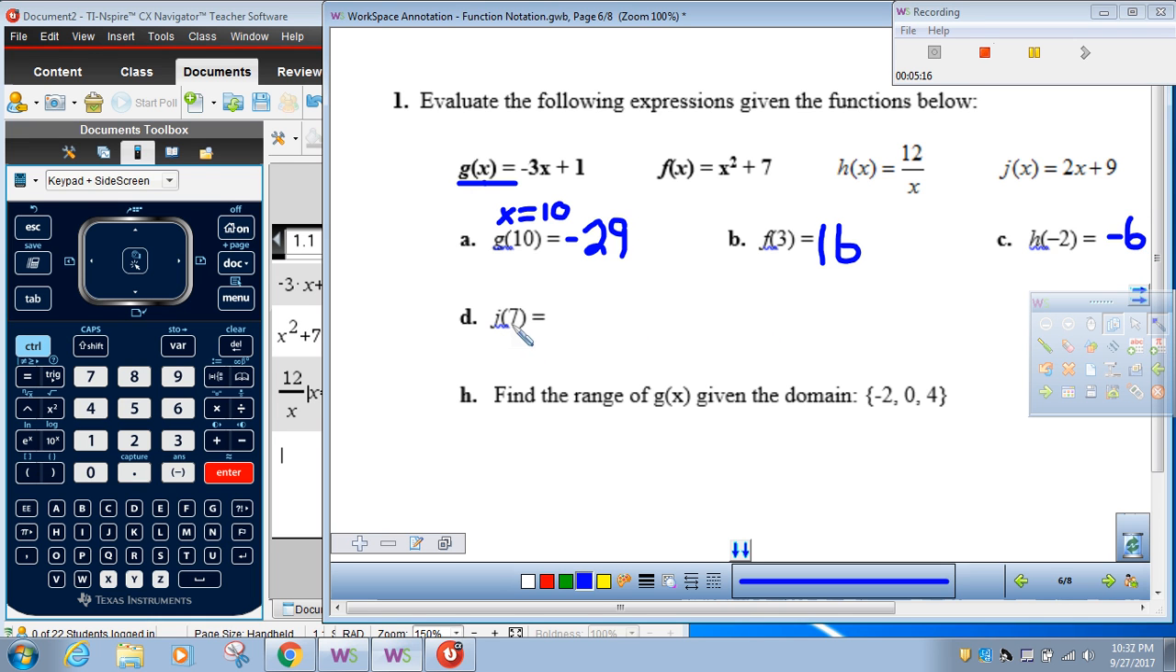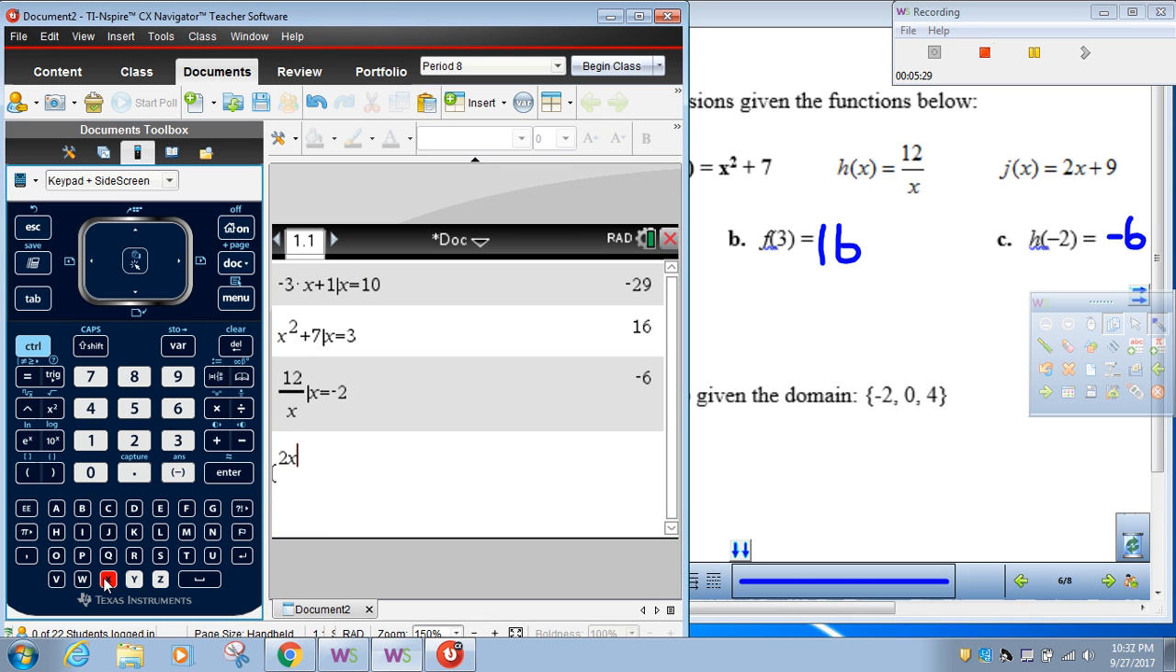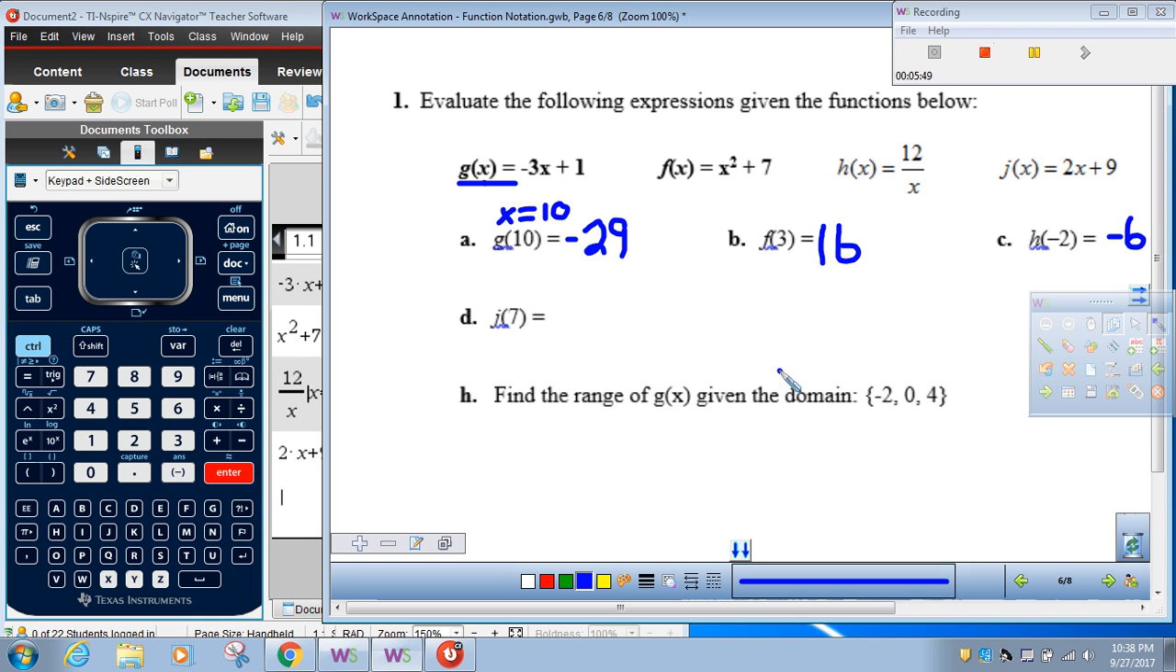Okay, and then right here, this one is the one that went with the j. And so I'm using this function with x equals 7. So we're going to have 2x plus 9. And then my such that bar, and x equals 7. Hit enter, and we got 23.